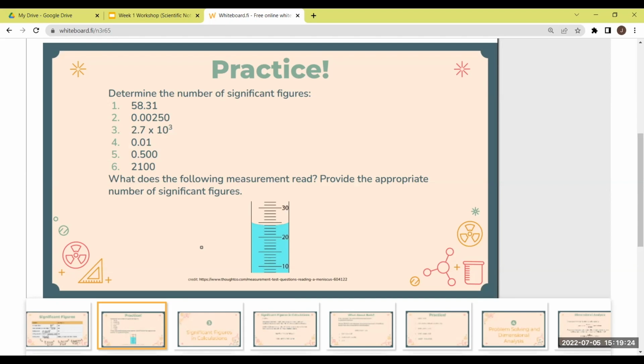All right, so more practice. Determine the number of significant figures. You can go ahead and pause the video and try this out on your own, and then I'll go over these problems.